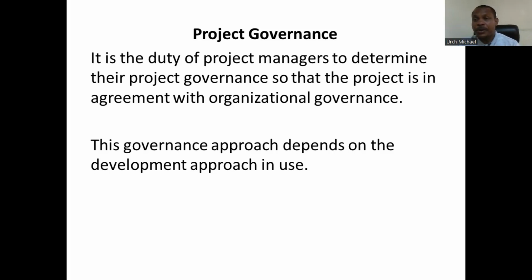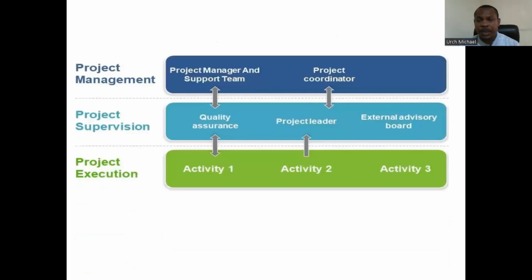And if it's an IT industry, most times it could be an agile system of development. So it all depends on the development system that is adopted in the project. But you must understand that there has to be a governance system introduced in your project. It's very important. So now the diagram we have here explains the system of project governance.